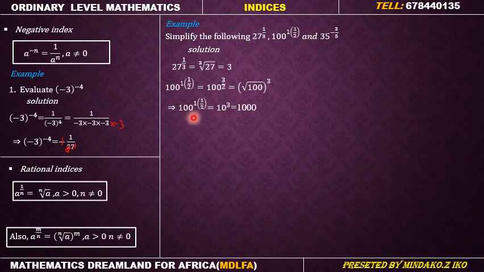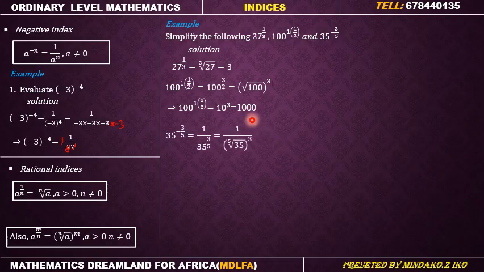So now look at something here. What do you notice? Notice that the square root of 100 is actually 10. Therefore this is equal to 10 raised to the power cube, because the square root of 100 is 10. Don't forget that everything here is raised to the power cube. So that is why I have 10 raised to the power cube, which is equal to 1000. Okay, yeah, so that is it.